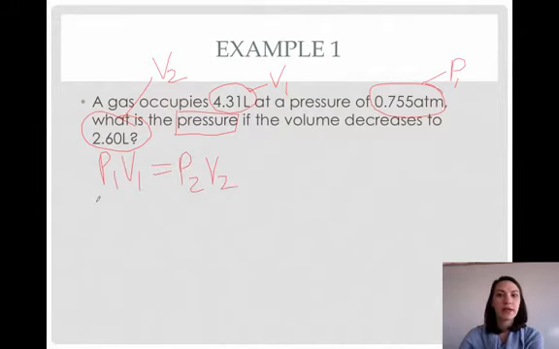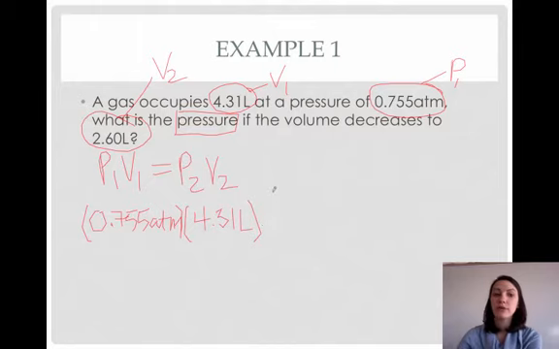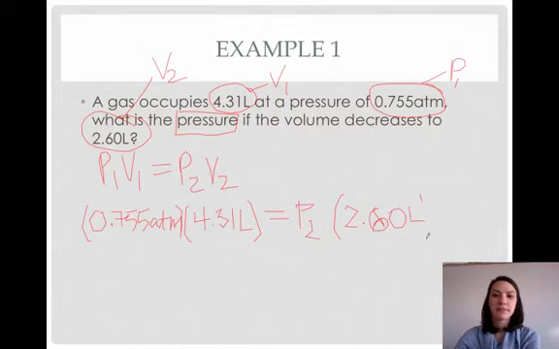Okay, so now I can rewrite. So I have 0.755 atm as my pressure 1, and then my volume 1 is going to be 4.31 liters. Notice I'm making sure to include my units. And then what is the pressure? So I don't know what the pressure is. So P2 is what I'm looking for. And we're going to multiply that by V2, which is 2.60 liters. Okay, so you'll notice your liters will cancel out on both sides.